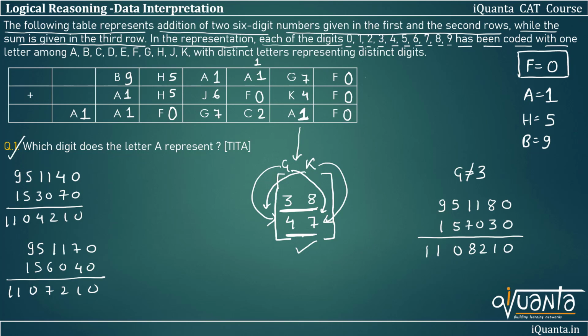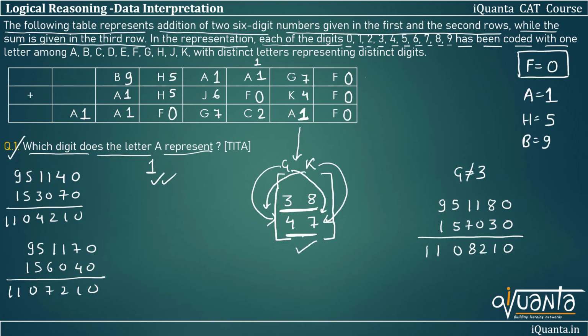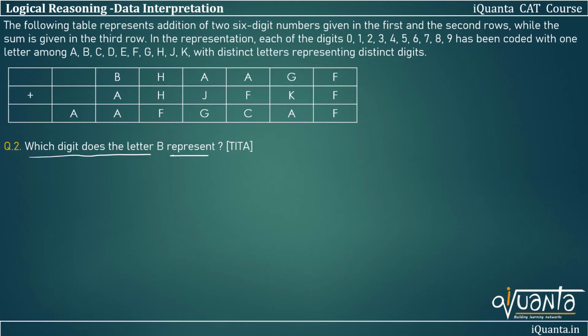First question is, which digit does the letter A represent? So A is always representing 1. Answer will be 1 to this question. Let's solve the next question, which is, which digit does the letter B represent? We have B at only one place over here. B is always equal to 9. So the answer to the second question will be 9.